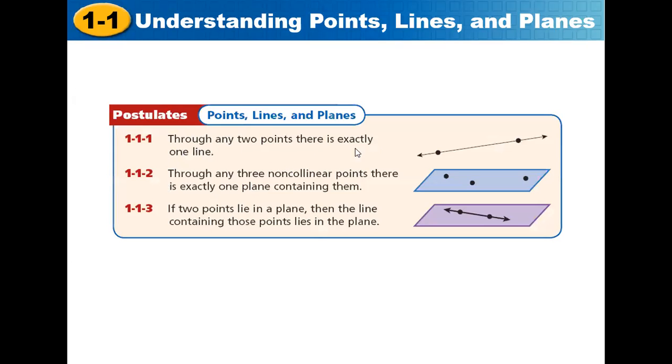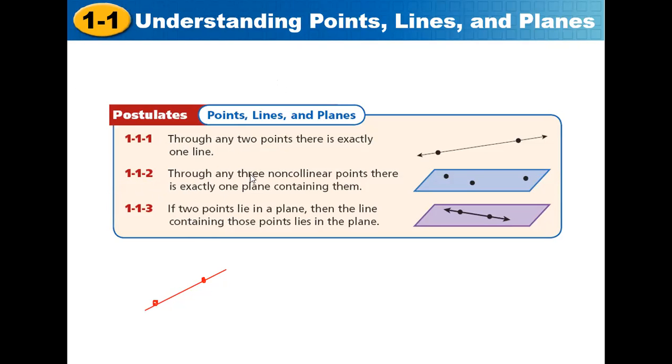Through any 2 points, there is exactly one line. So we will imagine together that you have 2 points. This is the first point, and this is the second point. Could you please tell me how many lines we can draw passing through those 2 points? If you try to draw from any direction, you will pass through only 1 point. But I'm looking for both points. So how are you going to draw? Then you will draw a line passing through both points. Then through any 2 points, there is exactly 1 line. So this is the first postulate.